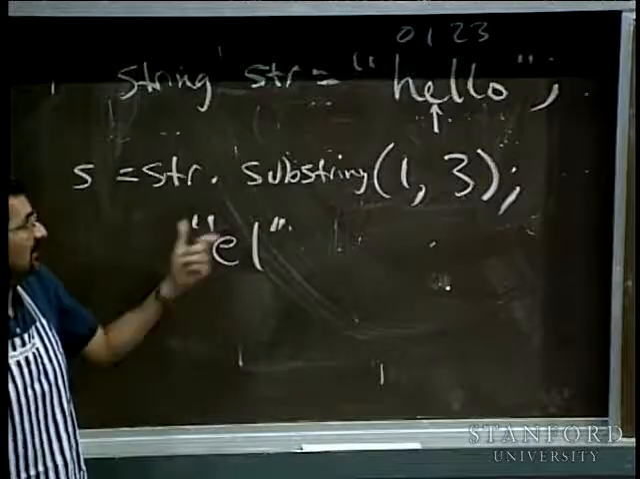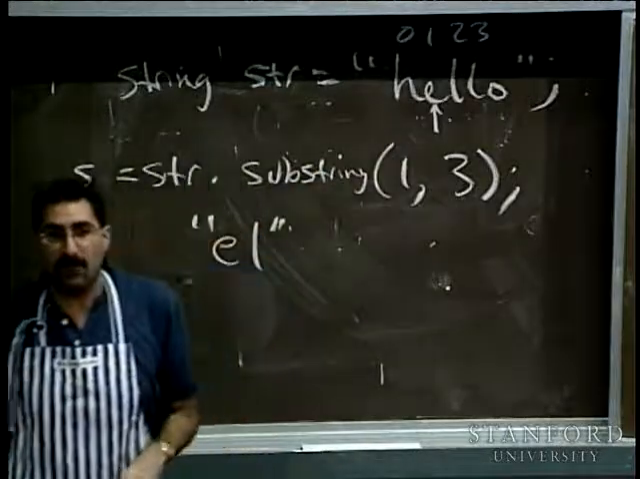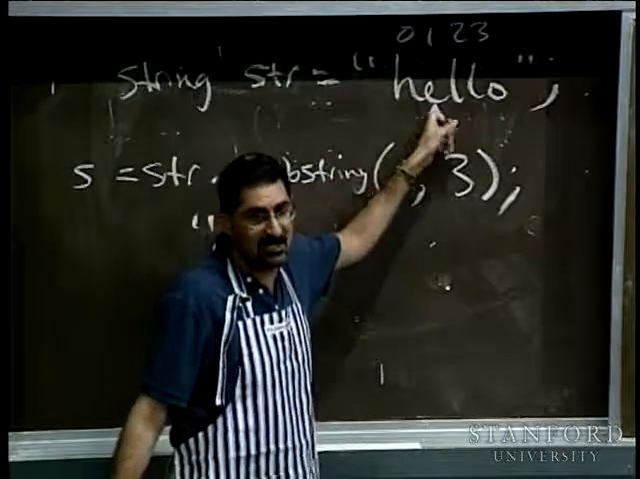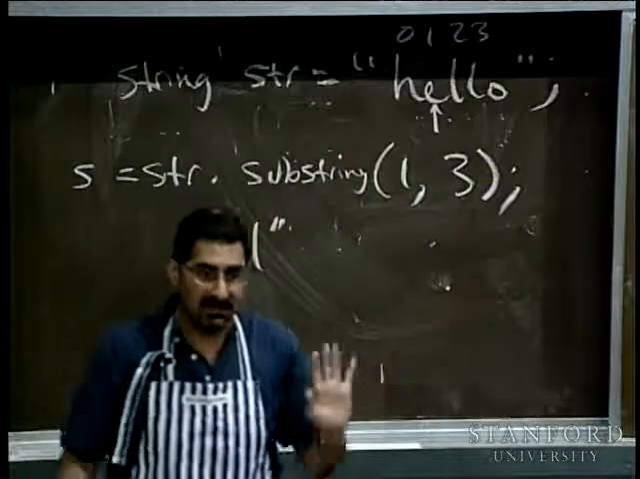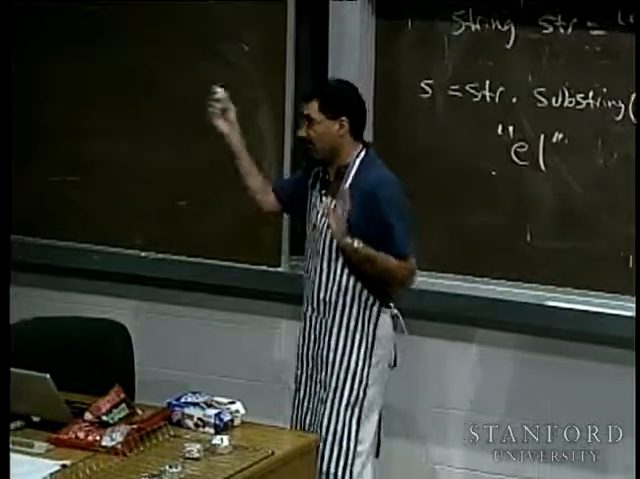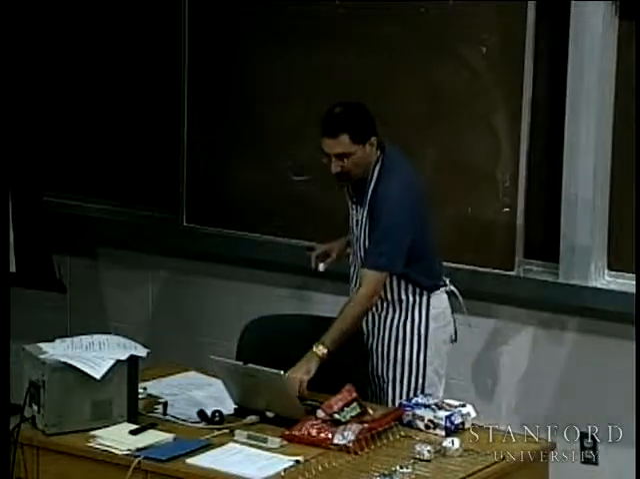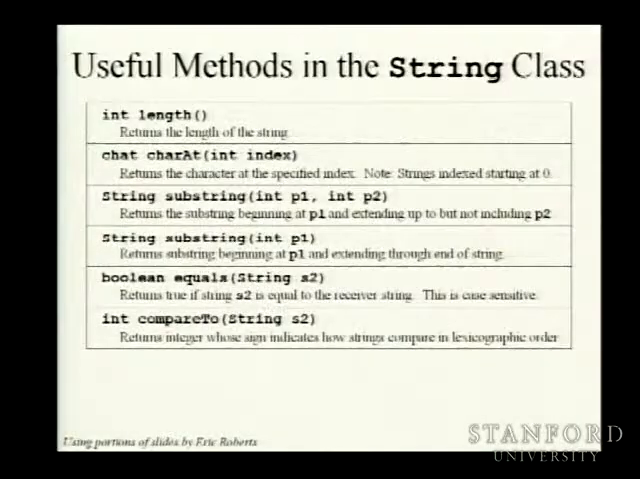There's a version of it that only has one parameter, and if you specify just one parameter, it says start at a particular location, give me everything to the end, because sometimes you want to do that. You just want to say give me everything from this position on to the end of the string. Okay? A couple other things. equals you just saw. This lets you know if two strings are equal to each other.